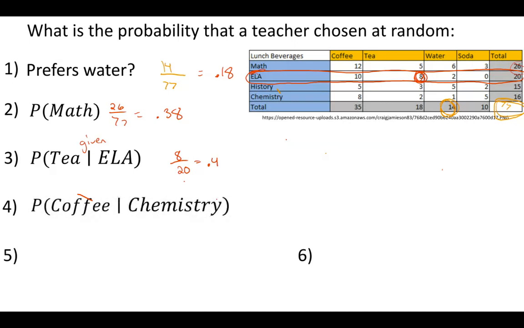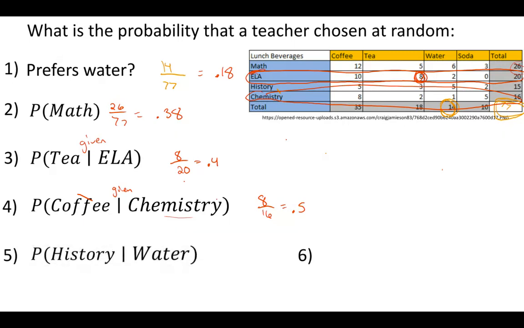Next one, it's the probability of a coffee drinker given that they're a chemistry teacher. So if we looked at all chemistry teachers, we're saying given that it's a chemistry teacher, basically what percentage would choose coffee. So what we do is we always start with the second one, chemistry, and we circle it. So only that row, and the coffee drinkers of the chemistry teachers were 8. Total number of chemistry teachers was 16. So that's 0.5. So half of chemistry teachers prefer coffee.